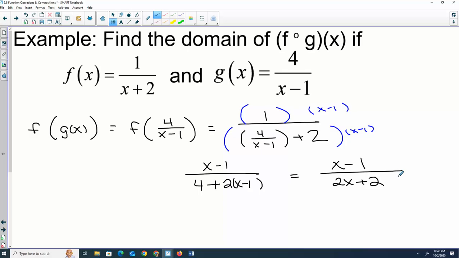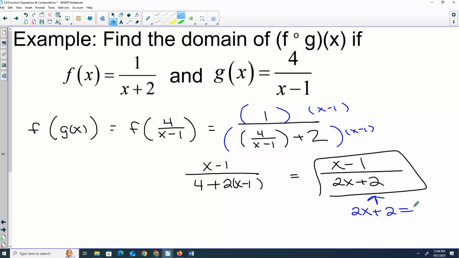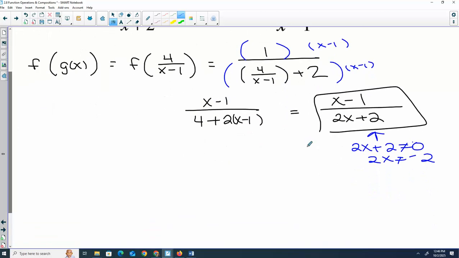So for my domain, where do we have to look? Final answer. From my final answer, it's a fraction, so I know 2x plus 2 can't be 0. 2x can't be negative 2. So x can't be negative 1. And where else do we have to look? The original inside. So that tells me x minus 1 can't be 0, so x can't be 1.